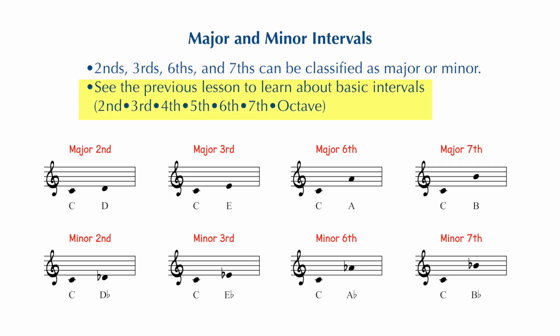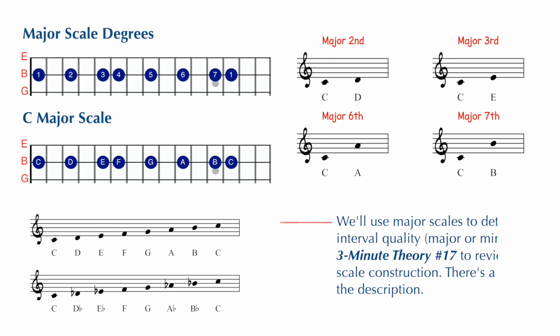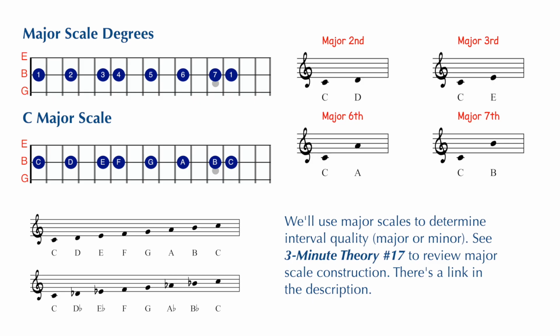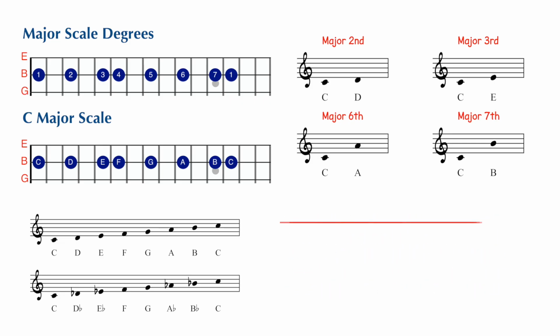And if you're wondering about those numbers, check out the 3-minute theory playlist for the previous lesson on basic intervals. If you know how to construct a major scale, you can figure out if a second, third, sixth, or seventh is major or minor. We covered major scale construction in a previous lesson. You'll also find that in the 3-minute theory playlist.